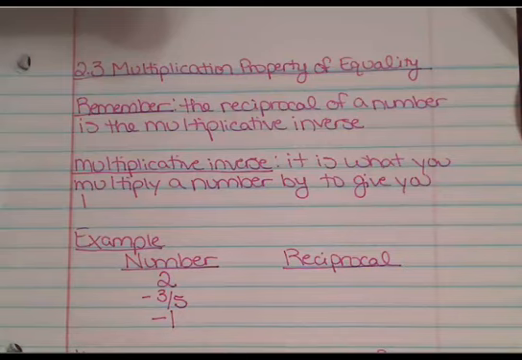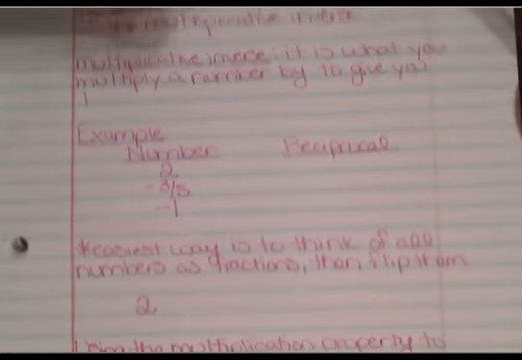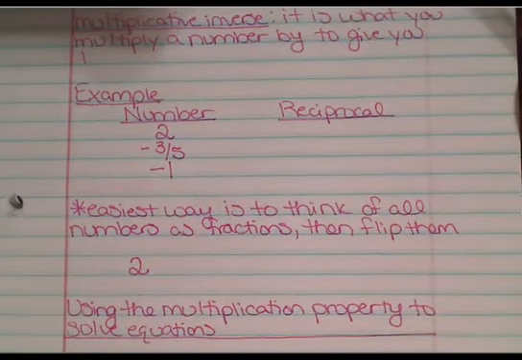So the first thing that we want to remember is that the reciprocal of a number is the multiplicative inverse. And if you have forgotten what it means to be the multiplicative inverse, that is what you multiply a number by to give you the number 1. We're going to do some examples just so that we can remember what a reciprocal is. If you need some further refresher, it's back in Chapter 1, specifically the section that we talked about fractions in. But let's do some examples, and hopefully this will come back to you.